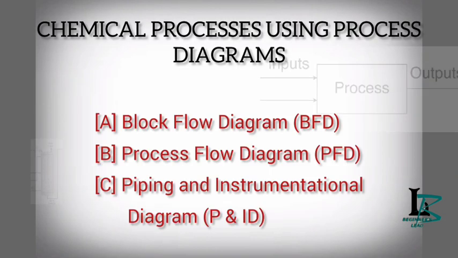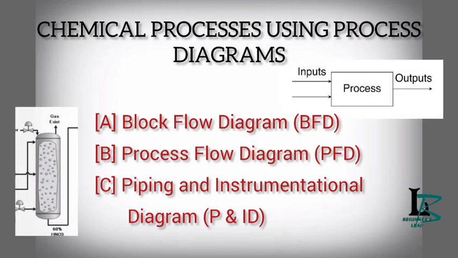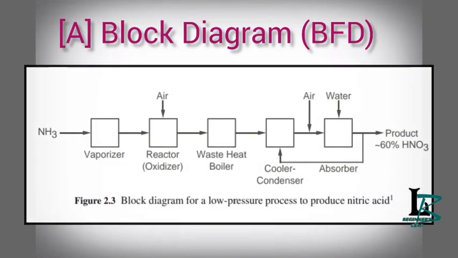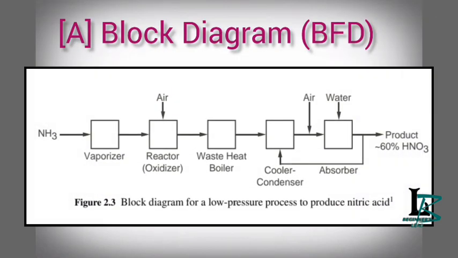Chemical processes using process diagrams. What are the different diagrams we use? Block flow diagram, process flow diagram, piping and instrumentation diagram. Block diagram or BFD. It's a simple representation of any chemical process where a block or box is used to represent any equipment used in the process. Here it shows an example of a chemical plant for making nitric acid.